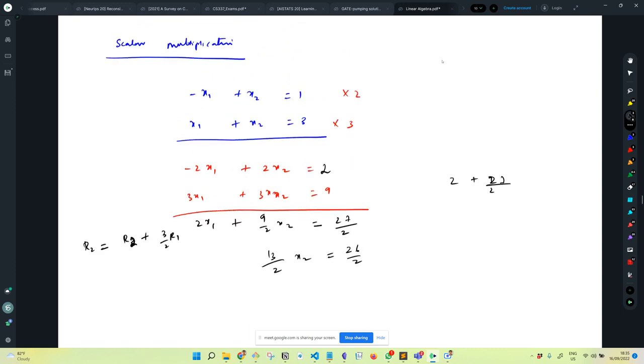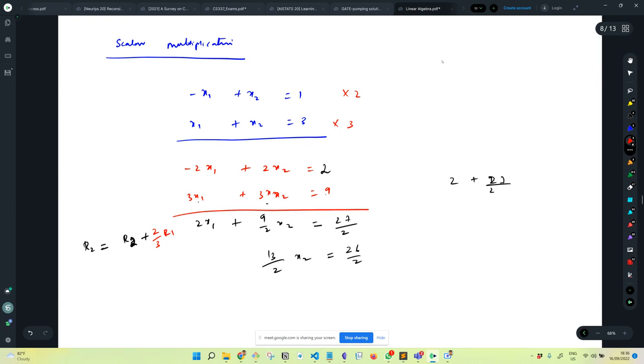If I multiply this with 2, I'll get minus 2x1 plus 2x2 equals 2. When I multiply this with 3, I get 3x1 plus 3x2 equals 9. Now, if I add these two together, here is the mistake. I'm adding 3 by 2 R1. The mistake is that this should be 2 by 3 R1. Do you see the mistake? It should be 2 by 3 R1.